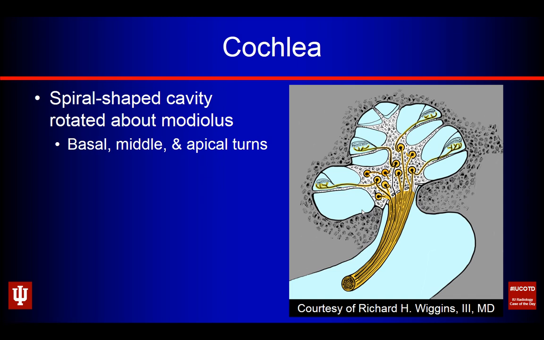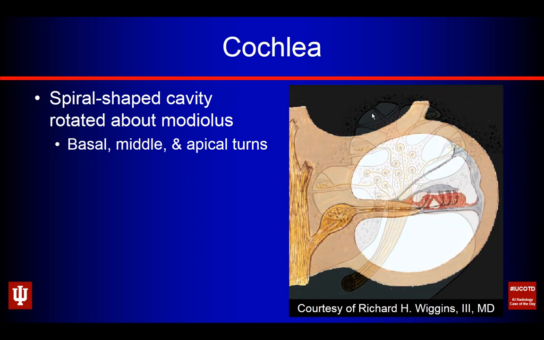Okay, next up, the cochlea. The cochlea is a spiral-shaped cavity that rotates and forms around the modiolus, this bony structure in the middle. Your cochlea is going to have three turns: a basal turn, a middle turn, and a much smaller apical turn. The middle turn is smaller than the basal turn, so it gets narrower as you go toward the top. It looks like a snail shell.